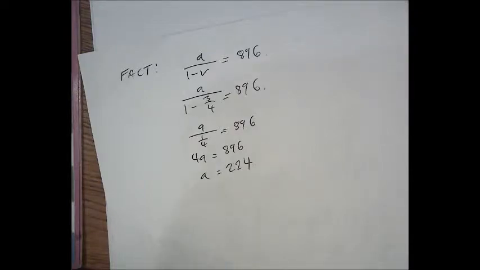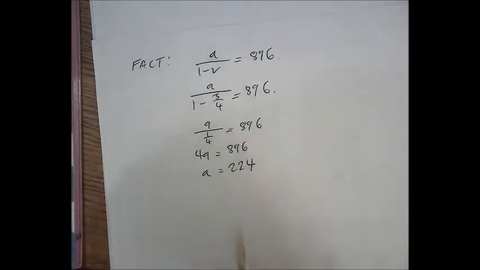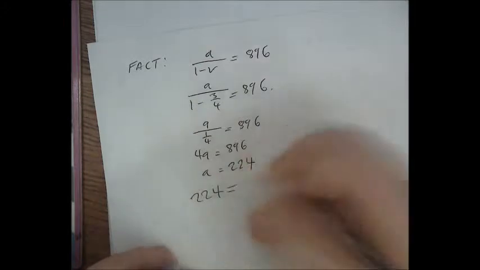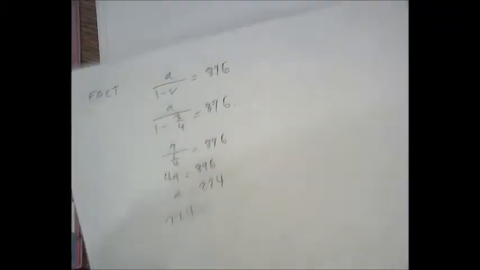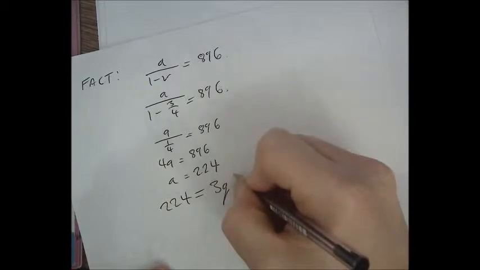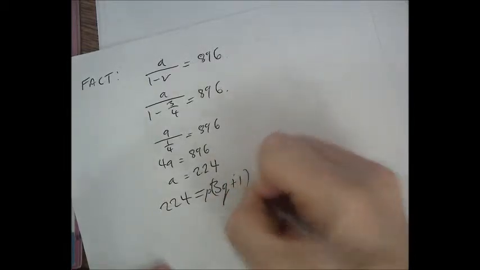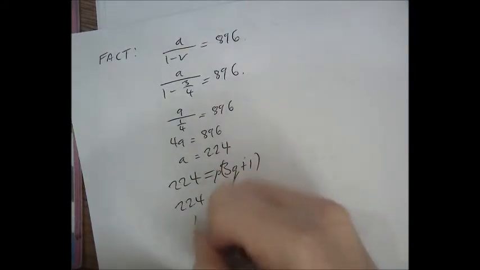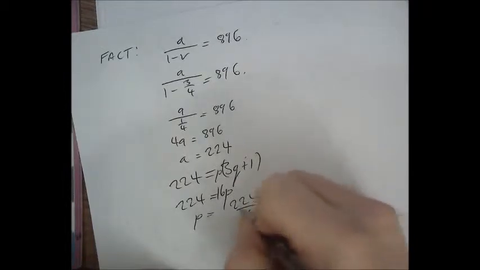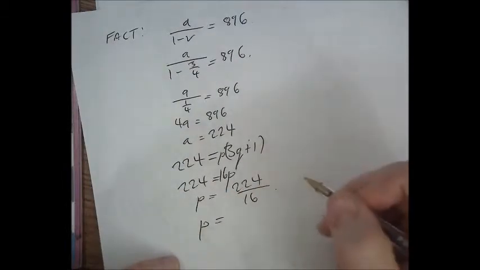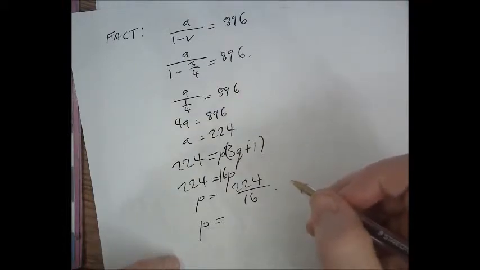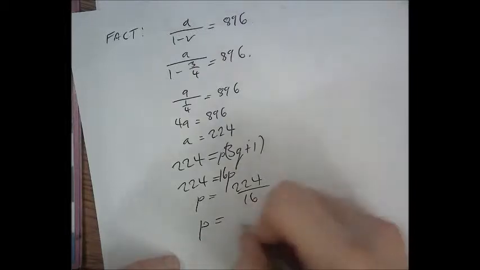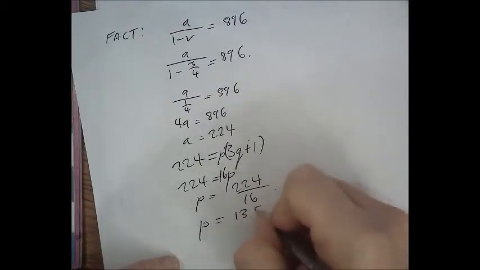Okay, now what does that mean? That means that the first term is 224, but we also have an expression for it. It's P(3Q+1). For this whole business, Q was 5. So P equals 224 over 16. Divided by 16 is easy. You just halve it 4 times. Halve it once, you get 112. Halve it again, get 56. Halve it again, you get 28. And halve it one more time, you get 14. So that's the P.